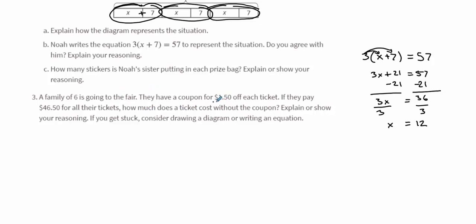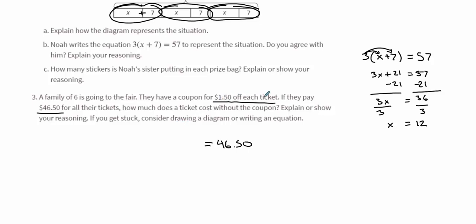They have a coupon for $1.50 off each ticket. And they pay a total of $46.50 for all their tickets. So I know their total is going to be $46.50. And I don't know the cost of a ticket. So I'm going to say X is equal to the ticket cost.